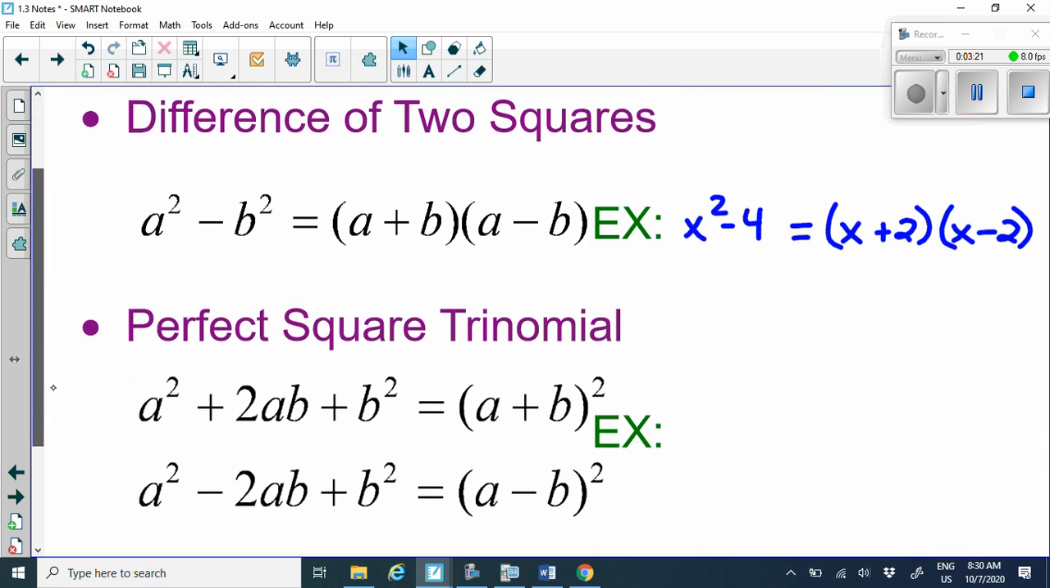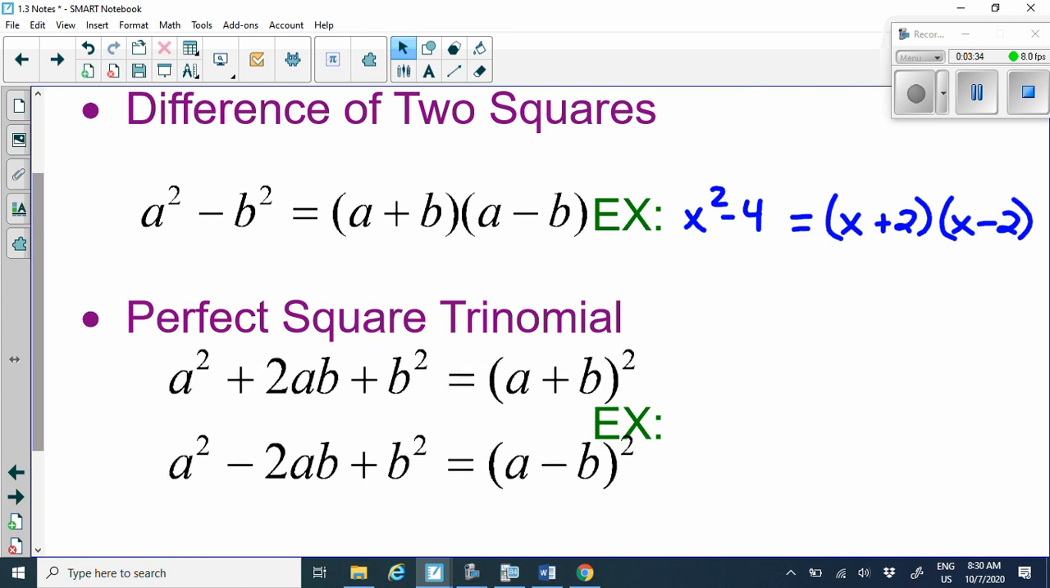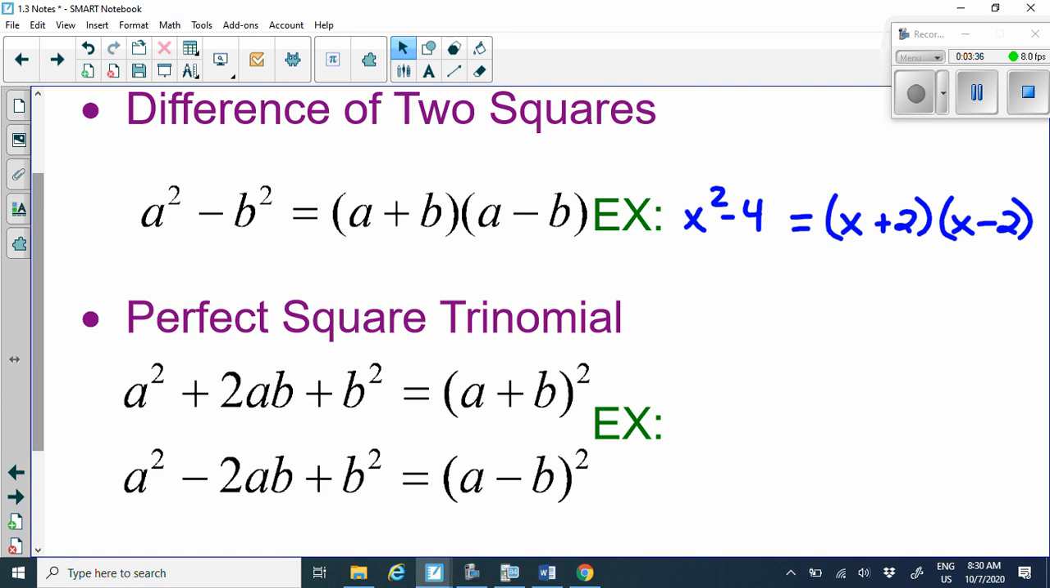Okay, the next one is what we call perfect square trinomial. Remember, trinomial means 3 terms. So we have 2 different ones. The first one is a squared plus 2ab plus b squared. And when we factor this, we can have a plus b squared. Okay, so let's have an example of that one.